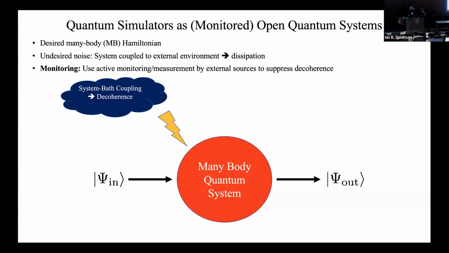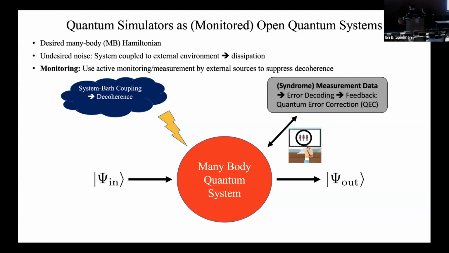So one way to avoid that is that we keep actively monitoring the system during its time evolution so that we make sure how the system is interacting with the environment. This way we can control the effect of the noise, and for example, we can have quantum error correcting or error mitigation schemes to suppress the effect of the noise on the system.